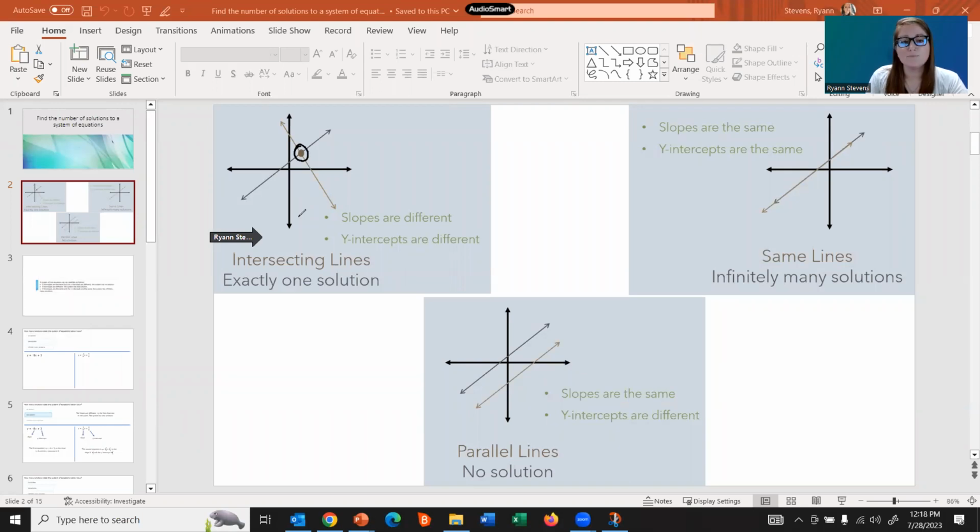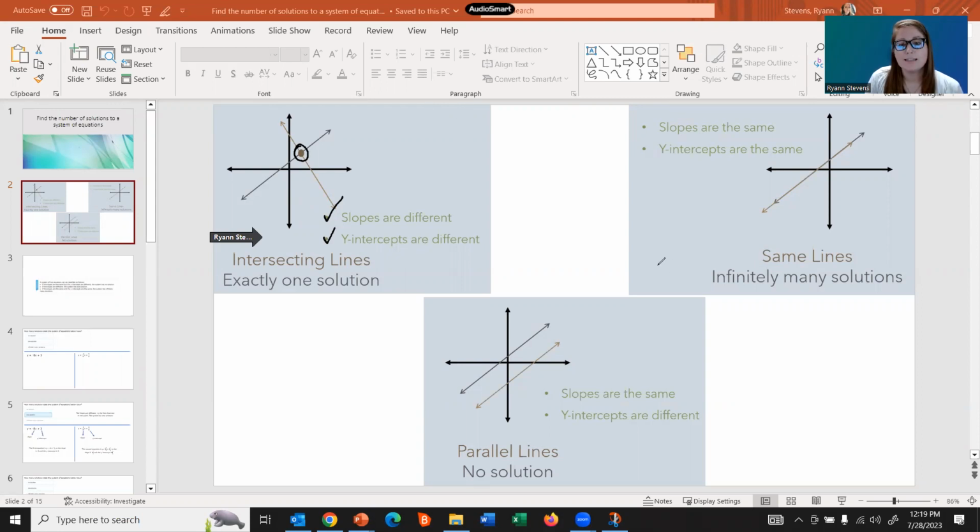That's where they cross. Some things we want to make sure we look at with the equations are: are the slopes different, and are the y-intercepts different? Because this is going to be an indicator that these lines will cross and there's going to be exactly one solution to that system of equations.